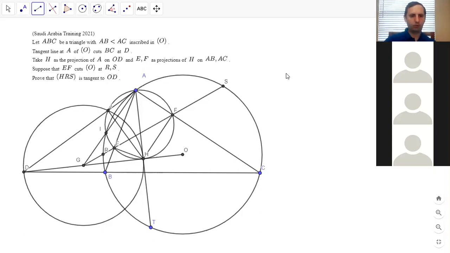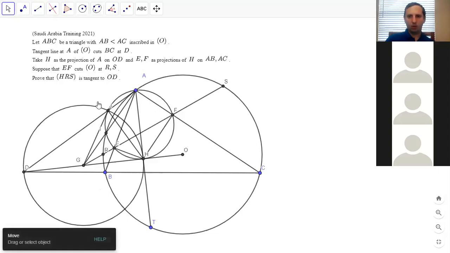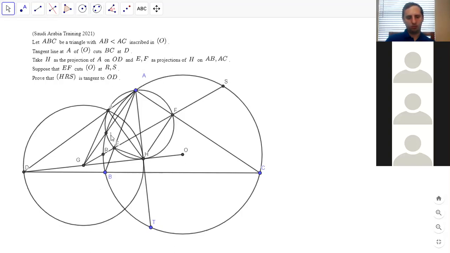So let's draw, so we want to show HRS is tangent to OD, and so it suffices to show angle RDO equals angle RSD. And that's the same as saying that triangles DGR and RSG are similar. So is GJ, yeah, tangent? I think GJ is tangent to the circle. Yeah. Well, yeah.